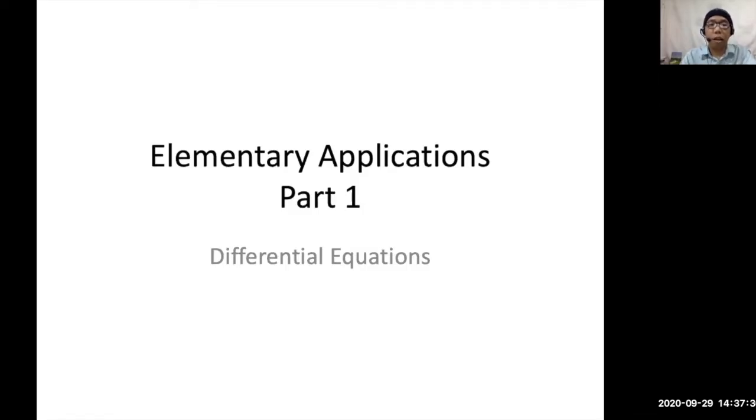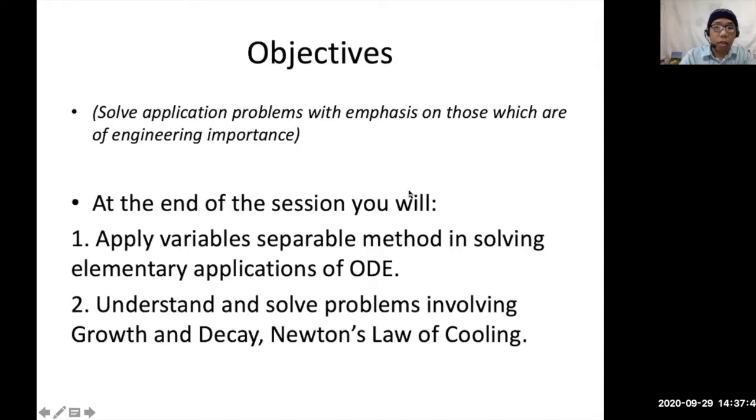We are going to talk about the elementary applications in differential equations. So part one will be about solving problems involving growth and decay and Newton's law of cooling. We will apply the variable separable method in solving elementary applications of ordinary differential equations. Let's start with growth and decay.